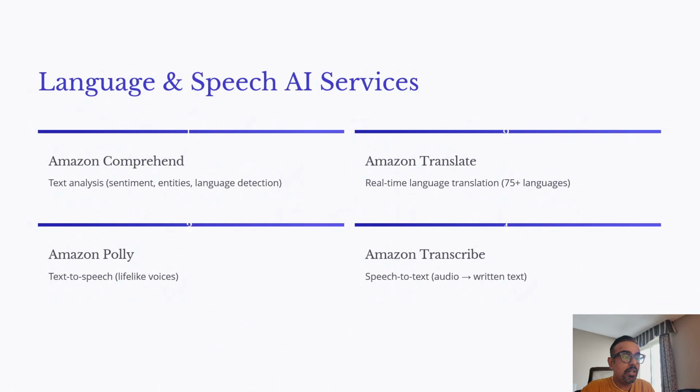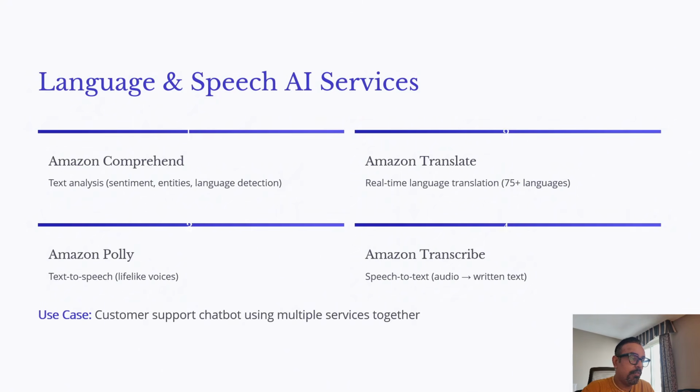Amazon Transcribe converts speech to text, turning audio into written text. It automatically transcribes customer service calls, meetings, podcasts, and videos with support for over 100 languages and features like automatic punctuation, speaker identification, and custom vocabulary.